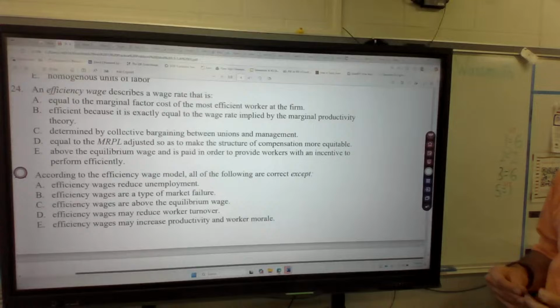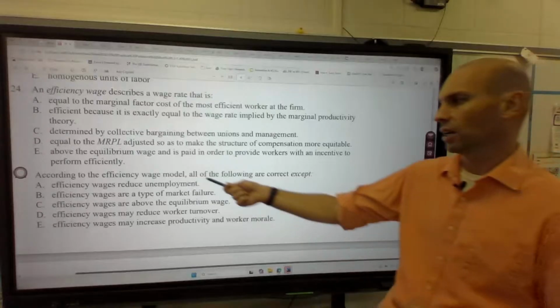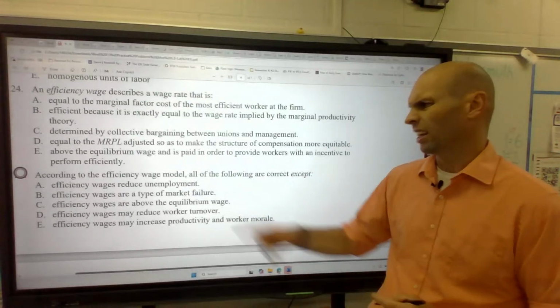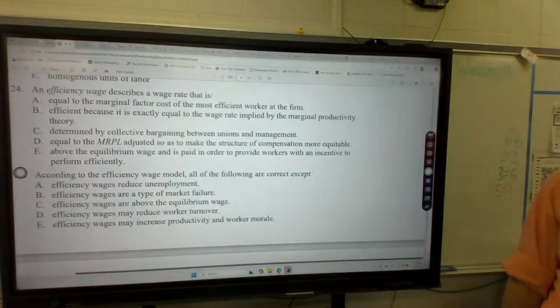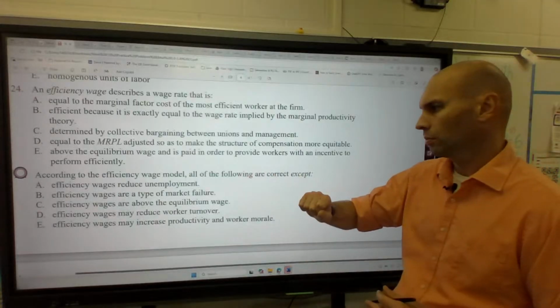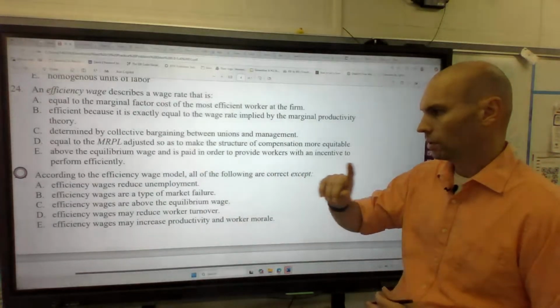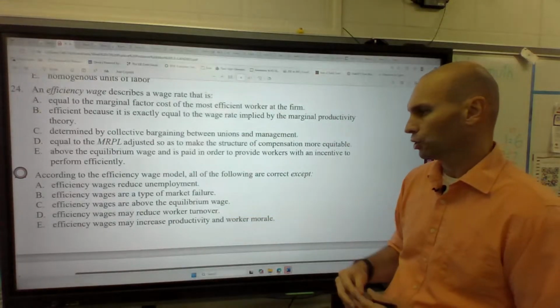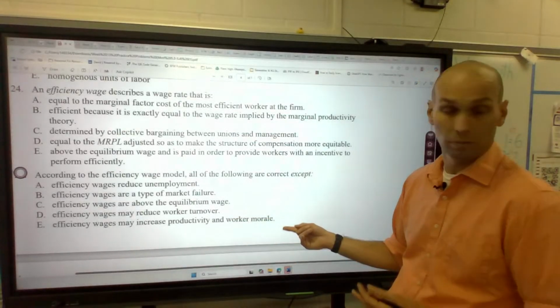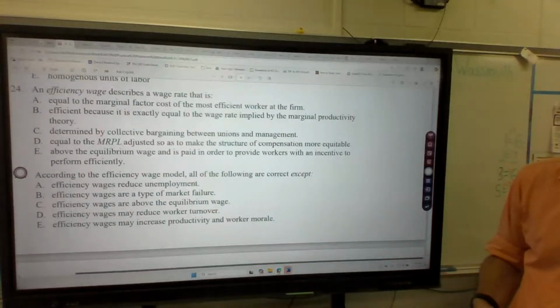25. According to the efficiency wage model, all the following are correct except, so what's true about efficiency wages? They reduce unemployment? No, it causes more unemployment. So there it is. That is not true. I'm assuming the rest are. Market failure, yep. Above the equilibrium wage, yep. Reduce worker turnover, yep. Higher pay does that. Efficiency wages may increase productivity and worker morale. Yeah, could do that.